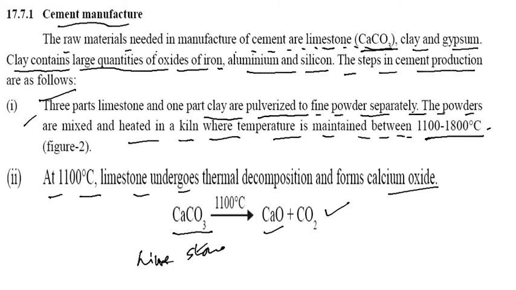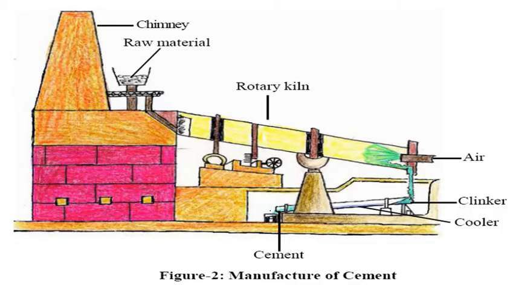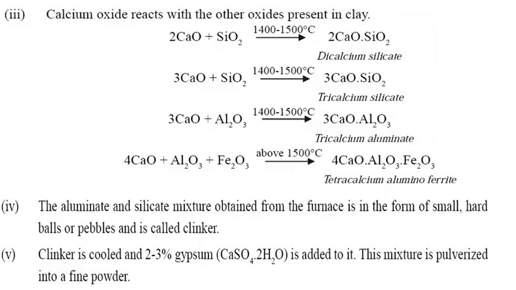It forms calcium oxide and carbon dioxide. So let us see what will happen in this diagram. This is the manufacturing of cement, and the apparatus and machines used: the chimney, the raw material used here, and the rotary kiln, which is always rotating. Hot air is passed through the mixture. Then there is the clinker and cooler where the cement is cooled, and here we can get the cement.